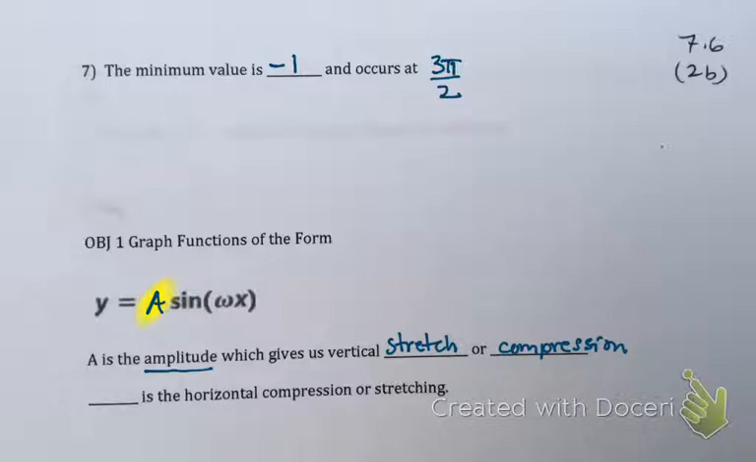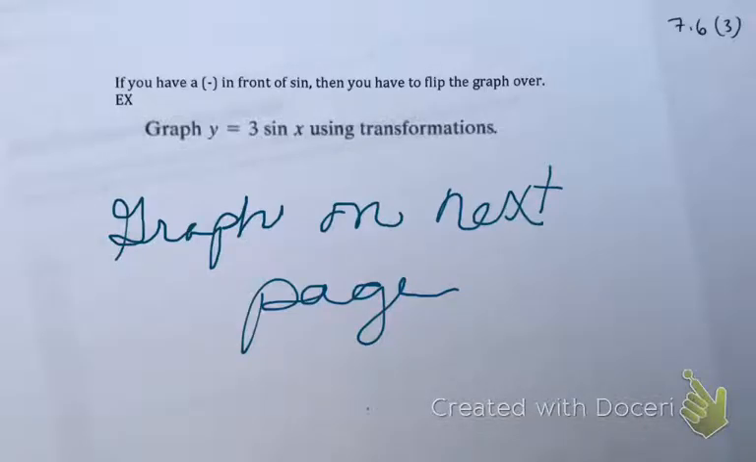Omega is the horizontal compression or stretching. This little omega determines how fast your wave is going. For instance, if I have sine 2x, that means omega is making the graph go twice as fast. So that's what omega does in general.